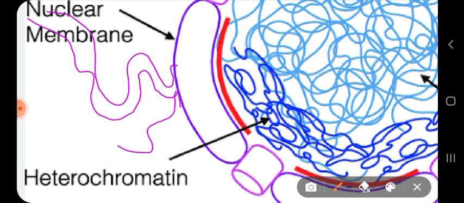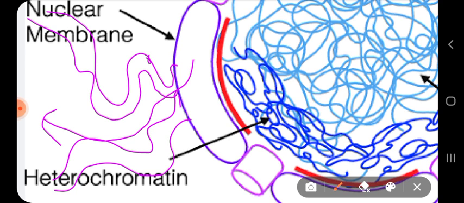Okay, suppose it's the rough endoplasmic reticulum, so it enters in this way and is secreted, just like I have said how the secretory proteins get modified and packaged into vesicles from the rough endoplasmic reticulum to the Golgi apparatus. So this was about the nuclear envelope, which is made up of the inner and outer nuclear membrane.